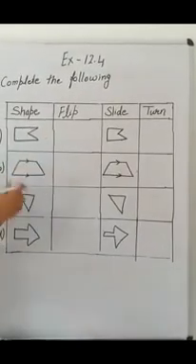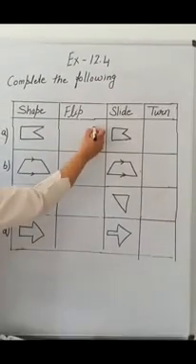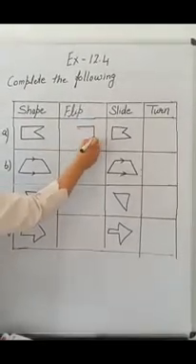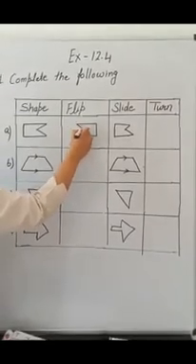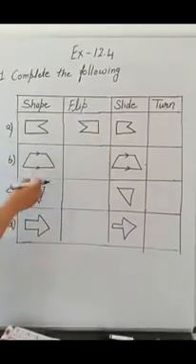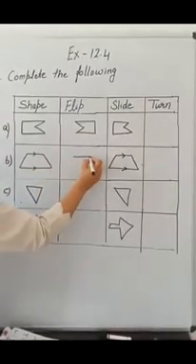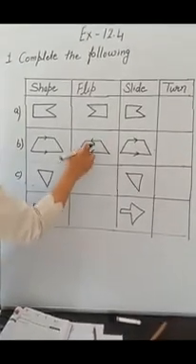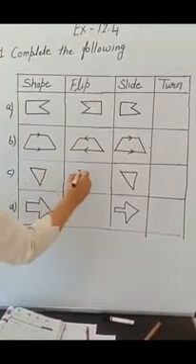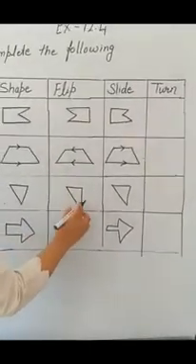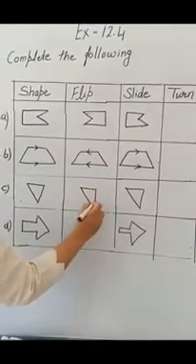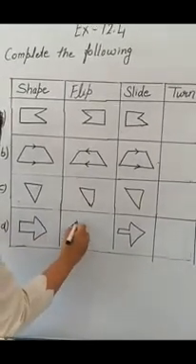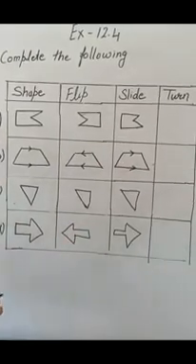In flip we will draw the mirror image. Now its mirror image. We will change the direction. This is the mirror image. Its mirror image, the arrow's direction is changed. This will be the same in the mirror. Now next also, this is the mirror image.